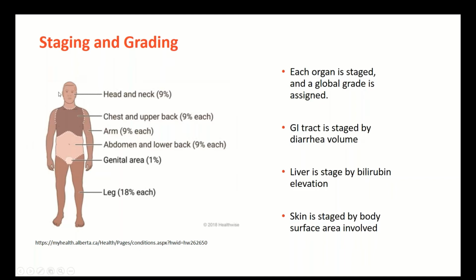And in terms of quantifying body surface area involved, typically this is done by the rule of nines, where the head and neck is worth 9%, the chest and upper back are 9% each, each arm is 9%, the abdomen and lower back are 9% each, the genital area is 1%, and each leg is 18%. And it's important to know that each limb can be fractional. For example, if a patient just has upper arm involvement to the elbow, you would call that 4.5%. Or if the patient only has really anterior leg involvement, you could call that 9%.